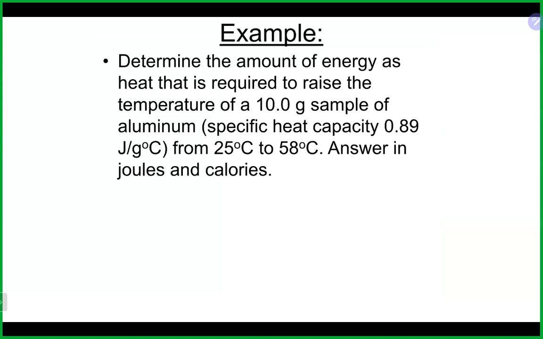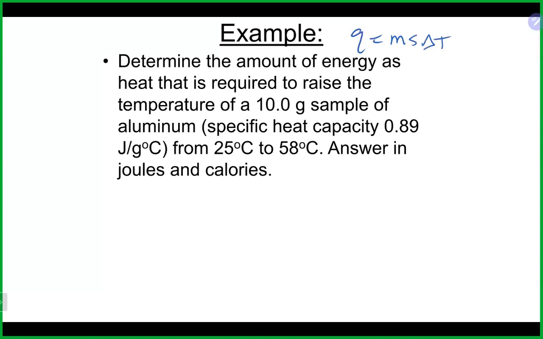All right, so I think we left off right here at this example. So let's do this example. Determine the amount of energy as heat required to raise the temperature of 10 grams of aluminum, specific heat capacity 0.89, from 25 to 58 degrees Celsius. Give the answer both in joules and calories. Take a couple minutes, see what you come up with here. Okay, so let's take a look at this one. Obviously, we're doing specific heat capacity, so we do want to use our equation here.